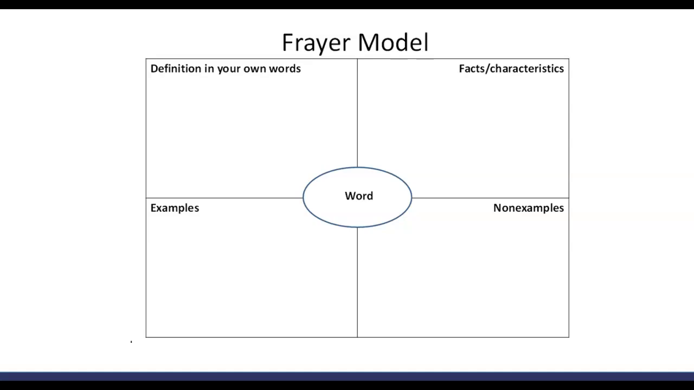And it more correctly defines it. This is a Frayer model, named after the person who created it. You can use it for almost anything. The graphic organizer is an example of a scaffold tool, actually. So I'll pause your video and have you write what differentiation is.